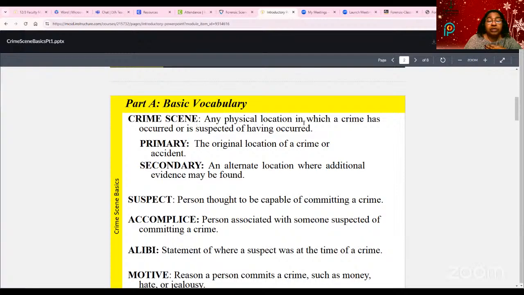The crime scene is a physical location where the crime has occurred or is suspected to have occurred. You have primary and secondary locations, because sometimes it might have happened here and they moved the body, or they went to a second place and they did something else. So all of these things are connected.